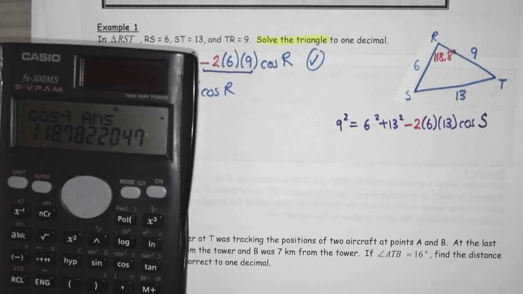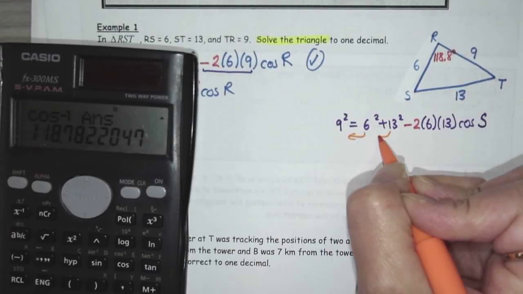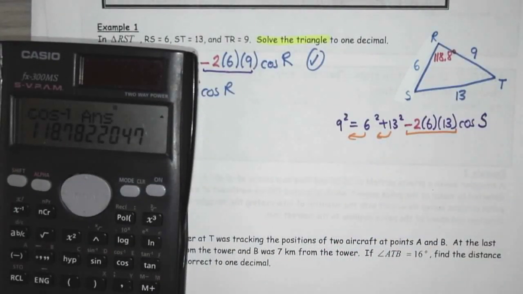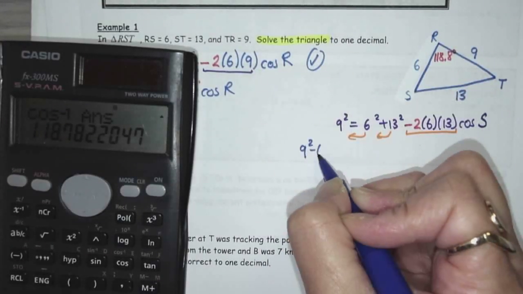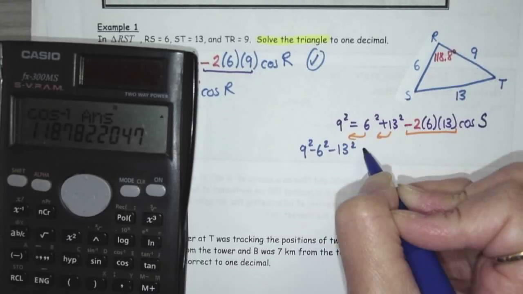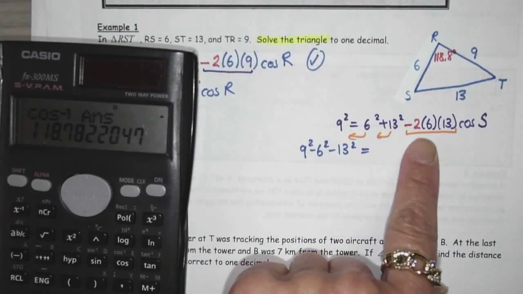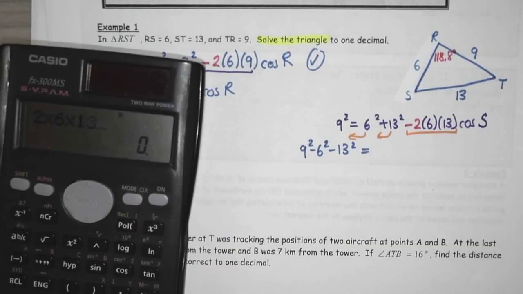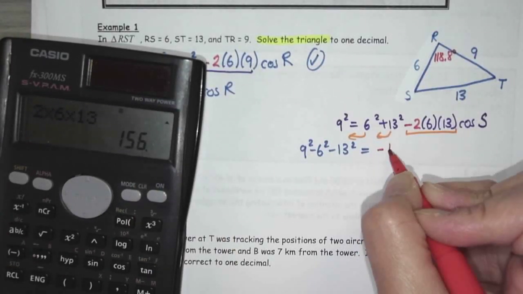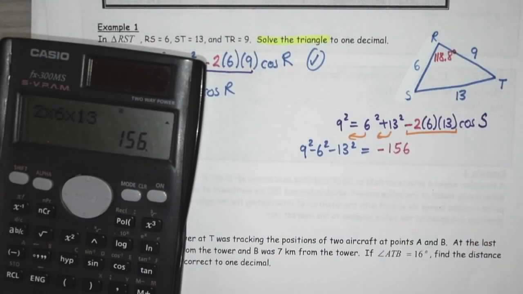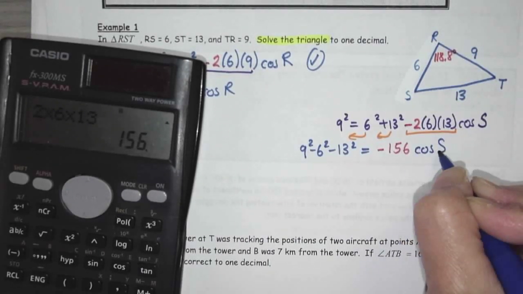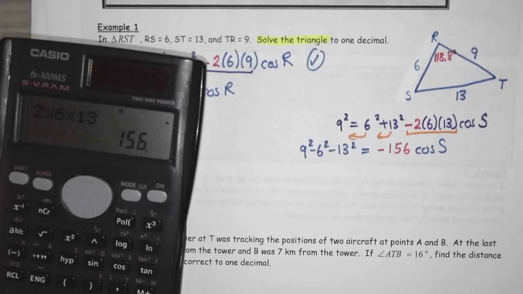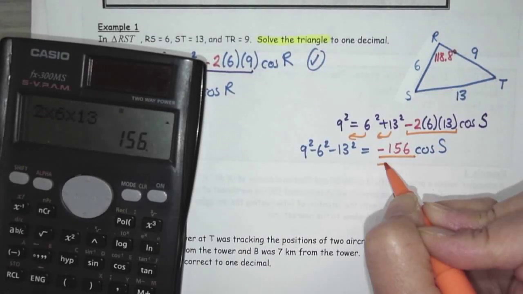Practicing, we're going to bring these two over, and I'm going to chunk those together. So this is 9 squared minus 6 squared minus 13 squared equals, and then these 3, I'm going to do those 3 together. It's 2 times 6 times 13, 156, so negative 156. And that's cos s. Is that okay? And then I divide both sides, and the rest is on my calculator.